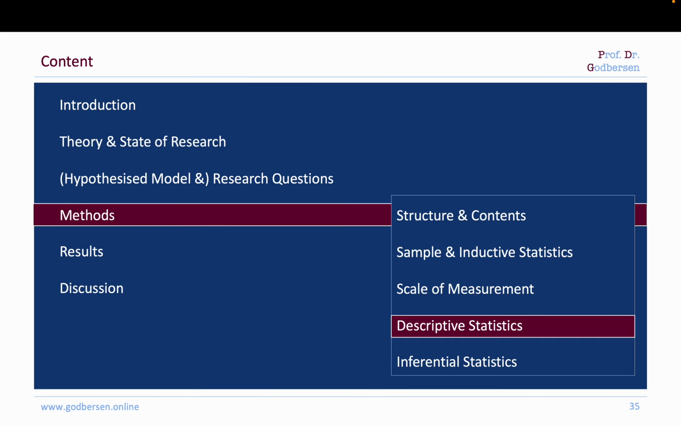It is my pleasure to welcome you to the crash course Quantitative Research Papers. We're dealing with the fourth section of a quantitative research paper, the methods section. And this part is about descriptive statistics.